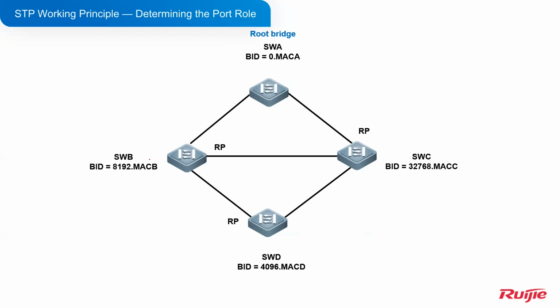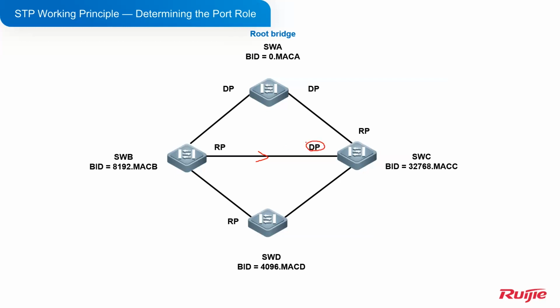On each link, there should be a designated port, right? So you can see these two ports are designated ports, okay? And let's see, on the link between SWB and SWC, which is the designated port? Firstly, we will compare the RPC, and then the neighbor's bridge ID, and then the neighbor's port ID, right? And after comparing these parameters, we determine that, okay, this is a DP.